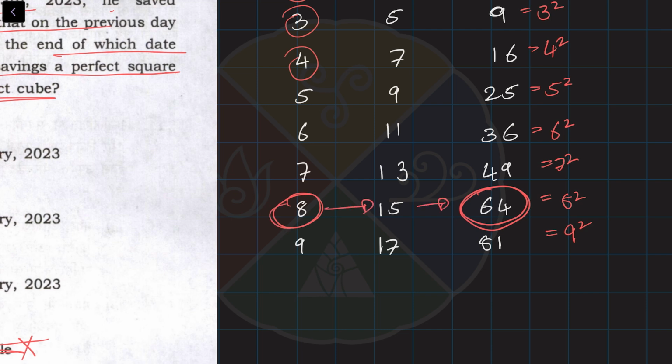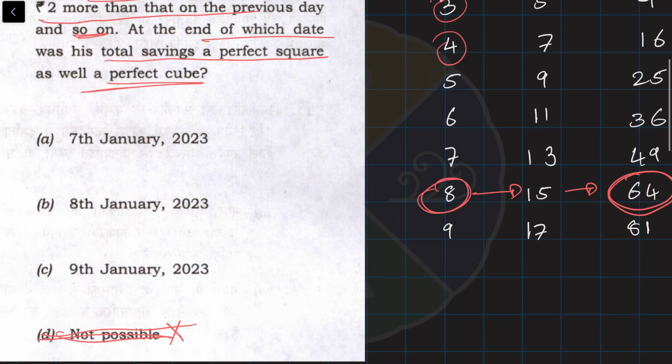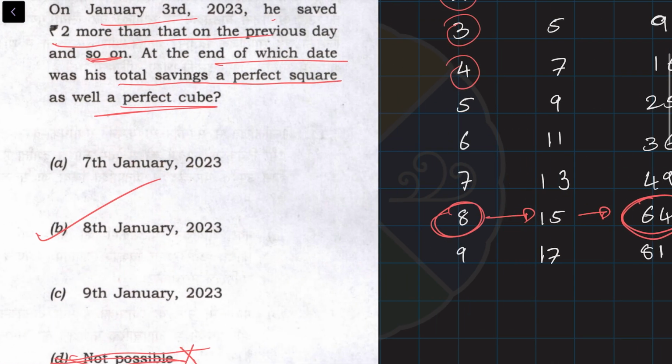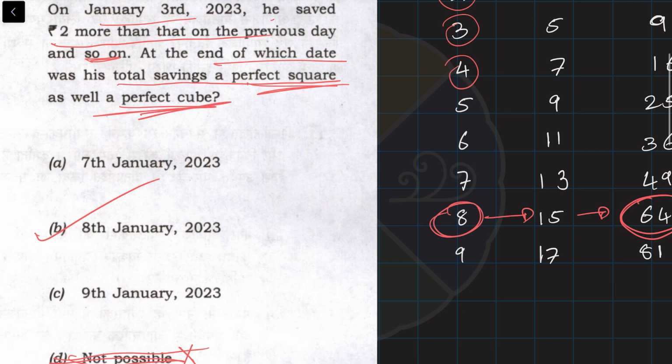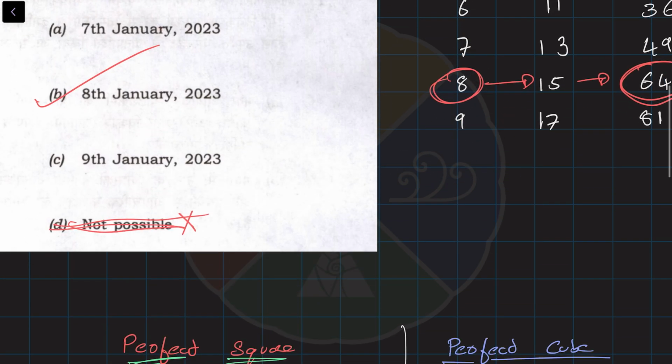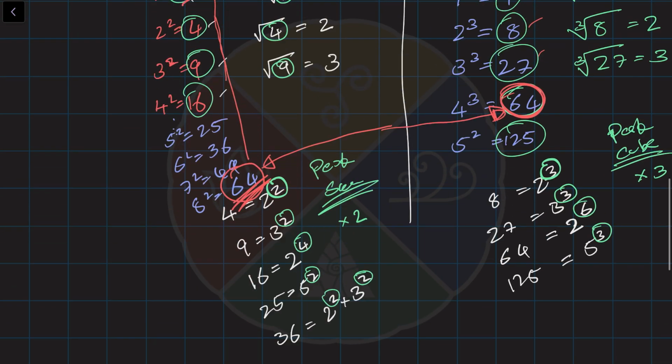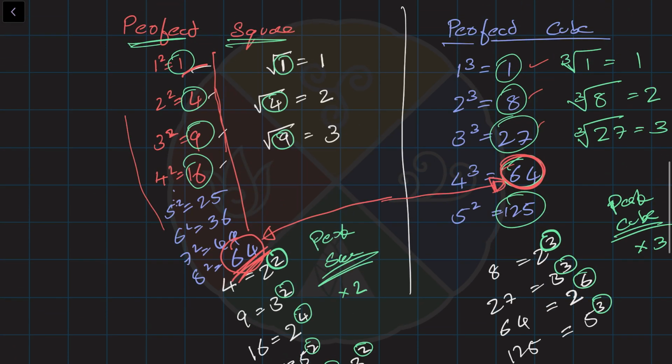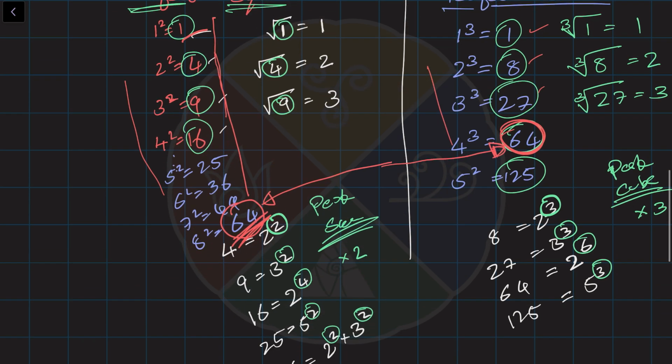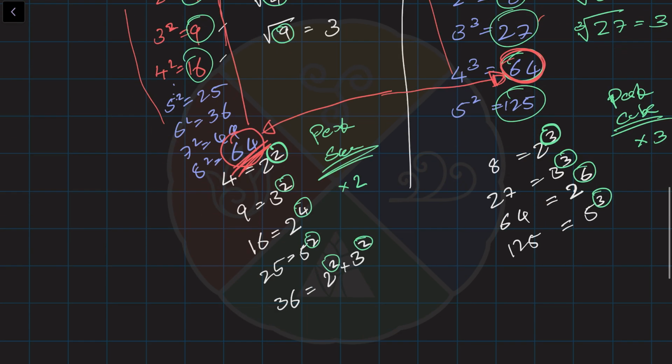So therefore, I can simply say that on January 8th, Mother's savings is going to be 64, which is a perfect square as well as a perfect cube. Now, instead of writing all the numbers like this and then finding the number which is both a perfect square and a perfect cube, we can directly make a method to do the same process.